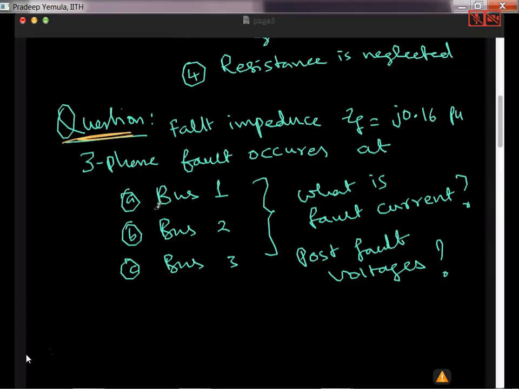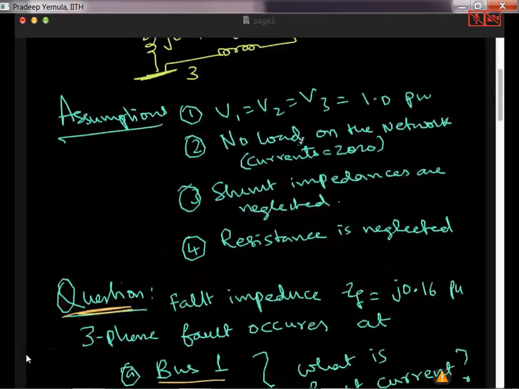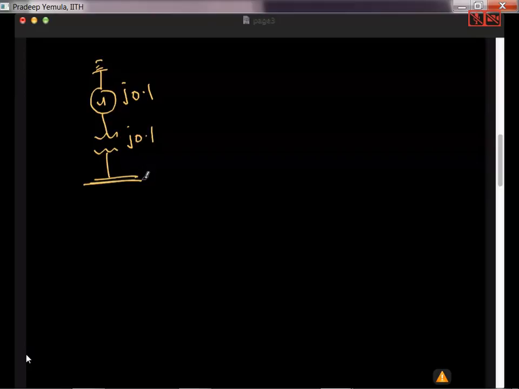Now let's take the first case. Let's take there is a fault at bus 1. So what happens to our circuit? Let me redraw the circuit. I have a generator here. This part is grounded, J0.1. Then I have a transformer J0.1. Then this is bus 1. Here there is a fault, and then the fault impedance ZF is 0.16 J.